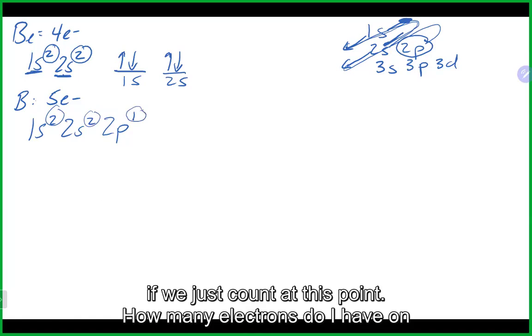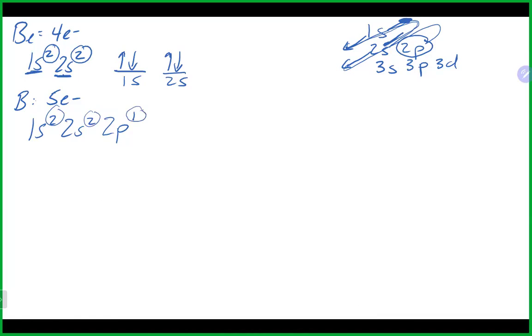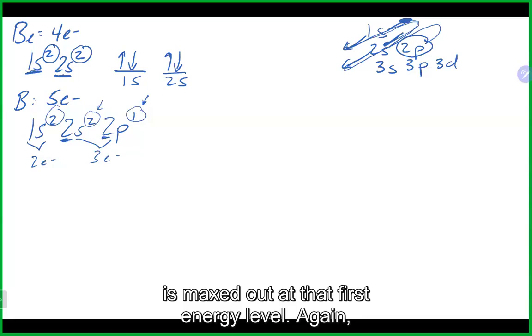At this point, how many electrons do I have on the second energy level? 3 electrons there on the second energy level. Well, I have, remember, the only orbital is maxed out at that first energy level.